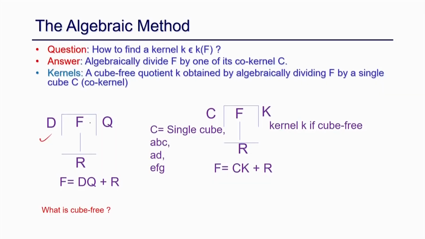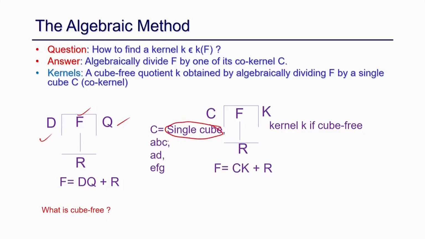So, as I mentioned here, I can actually do this operation. This is my divisor, this is the dividend, this is the quotient and this is the remainder, right. Now, if this C is a single cube, right.